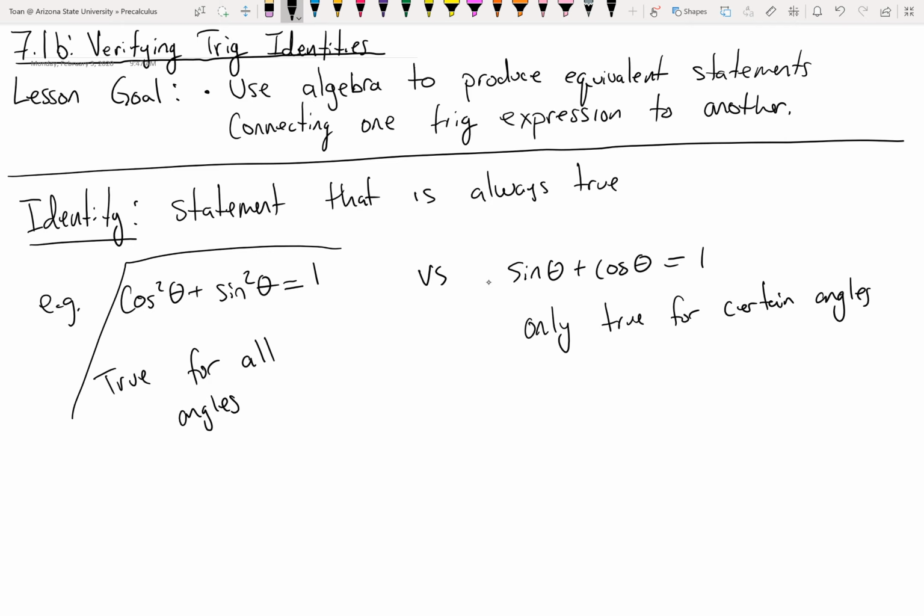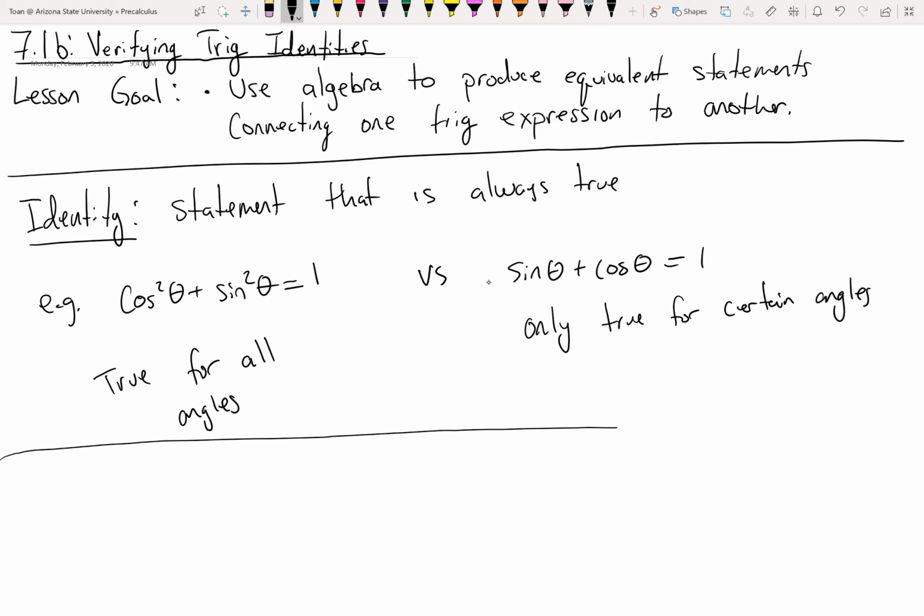But how do you prove that something is true for everything? How do you write a trig proof? Well, this is where algebra comes into play. In order to prove an identity is truly an identity, we need to be able to produce a series of algebraically correct steps that connects one side of the equation to the other.